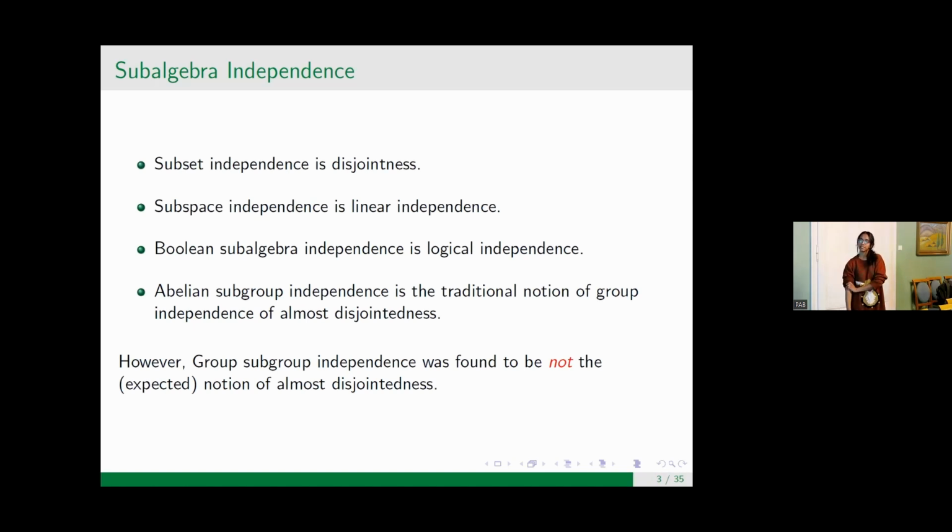Vector subspace independence is linear independence, as one would want. Boolean subalgebra independence is logical independence. Abelian subgroup independence is the traditional notion of group independence, of almost disjointedness. However, in the category of groups, it was found to be mysterious. It was found to be not the expected notion of almost disjointedness.